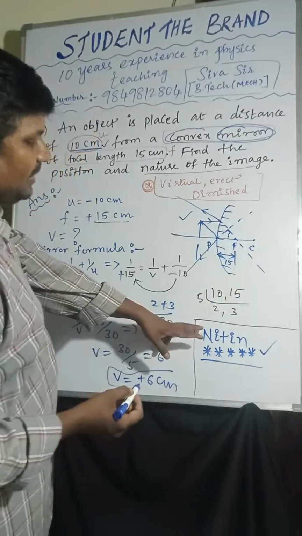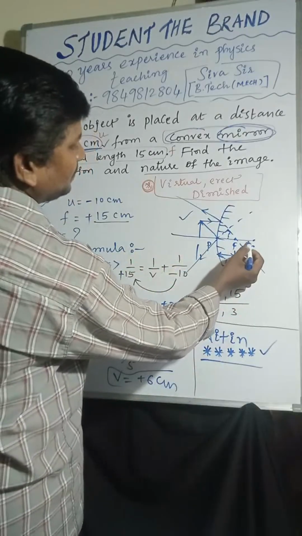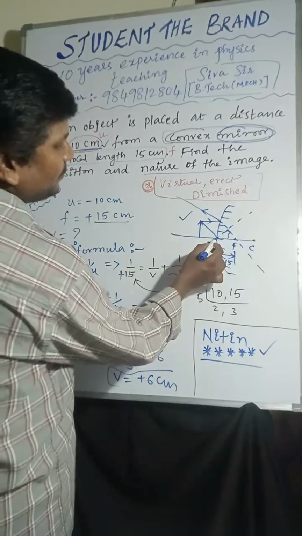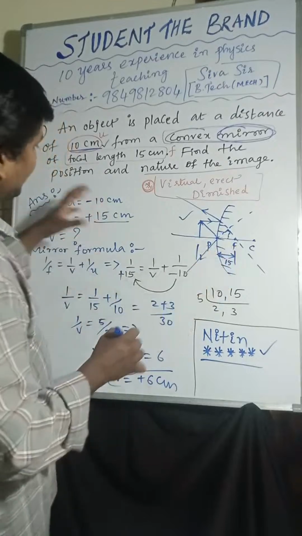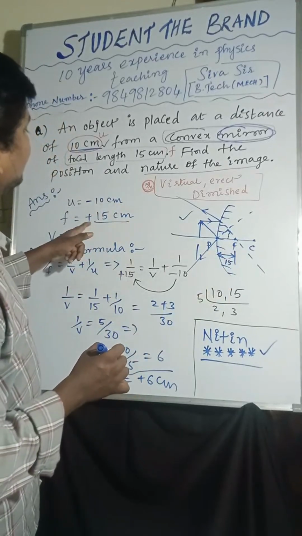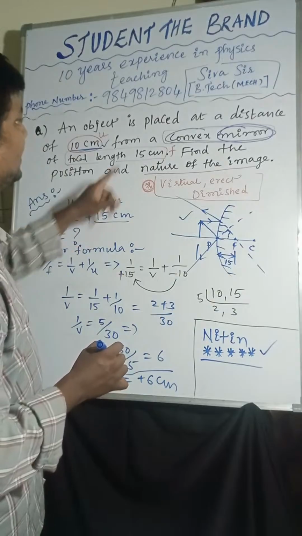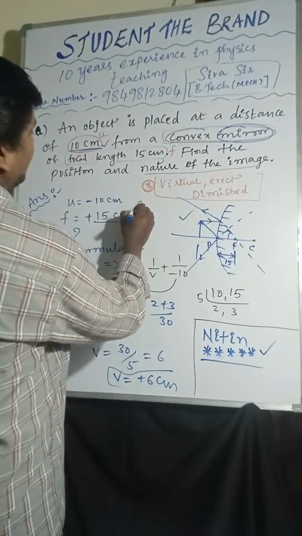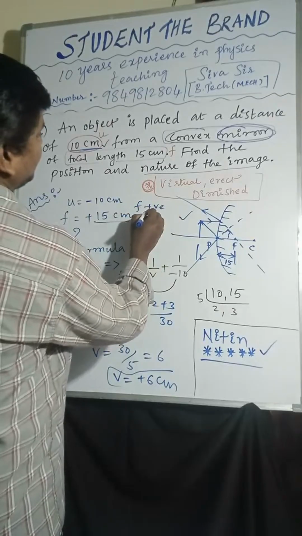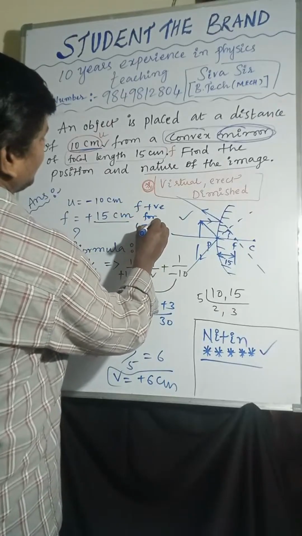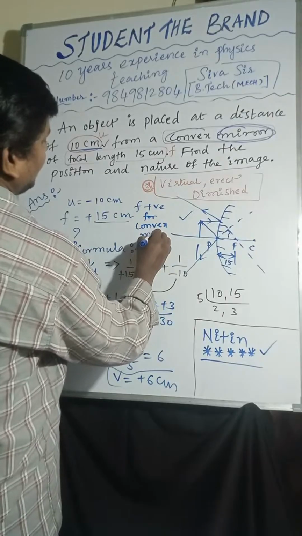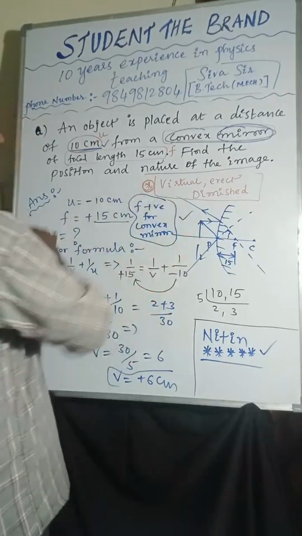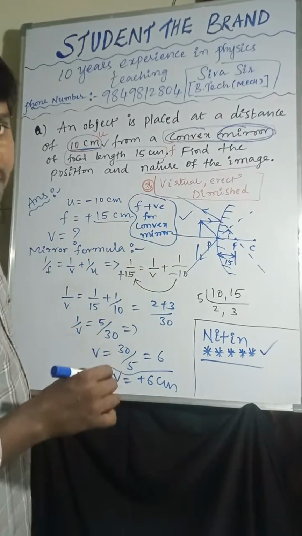So we got 30. So how it will be? Because 30 should be here, right? 30 should be at the center of curvature. But always the image will form between P and F. That's why we rechecked once again. So here we did this one. Focal length is positive for convex mirror. That you have to remember. Focal length is always positive for convex mirror. So while doing problems, keep this one in mind. Okay, very, very important point.